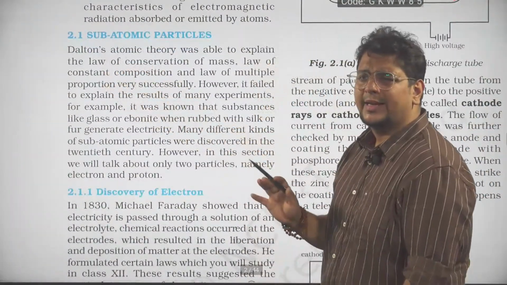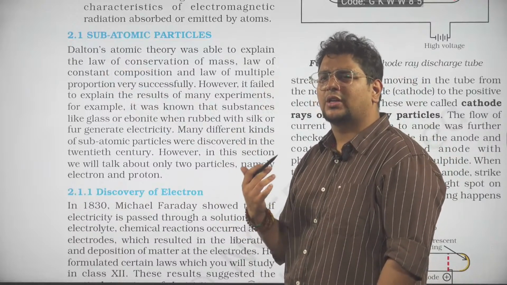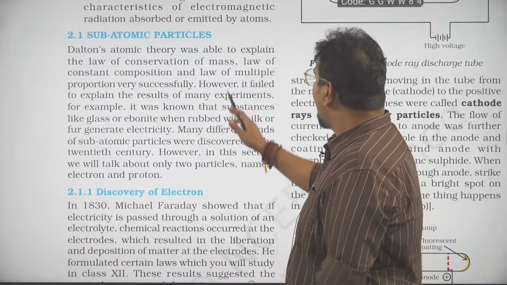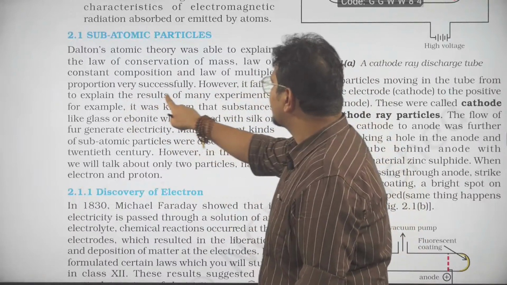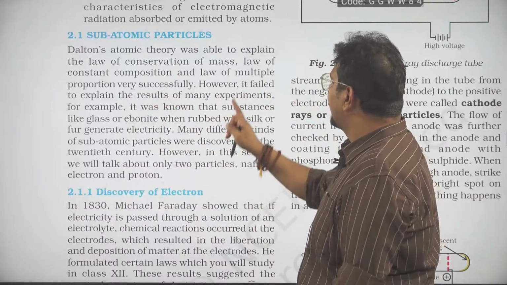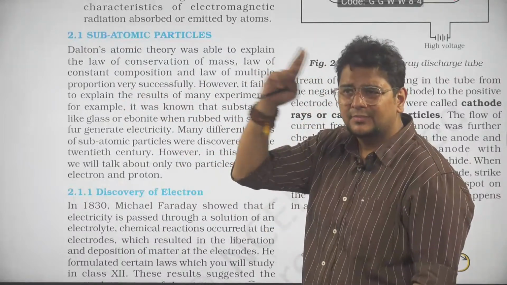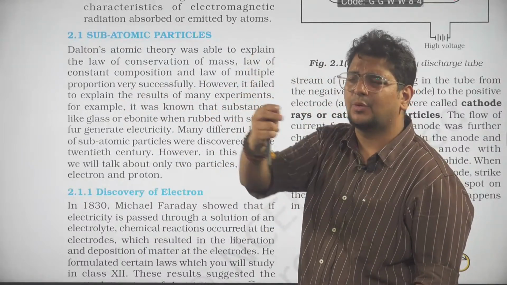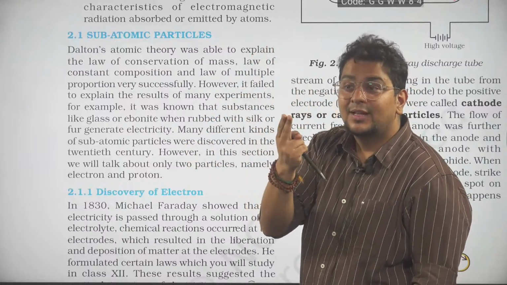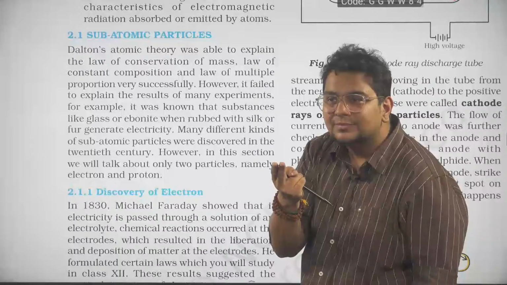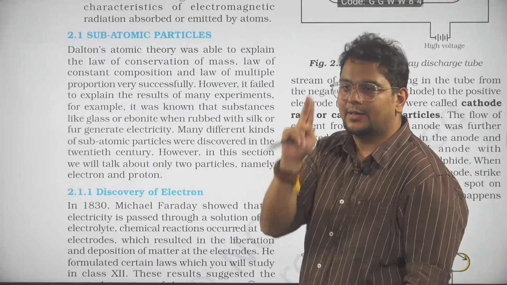Dalton's atomic theory can explain the laws of chemical combination: conservation of mass, constant composition, law of multiple proportions. However, it failed to explain the results of many experiments. For example, it was known that substances like glass and ebonite, if you rub them on your hair, can pick up small pieces of paper. That is because of charge. Charge is due to electrons. Electrons are subatomic particles, which cannot be explained by Dalton.